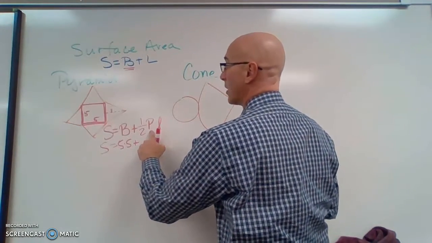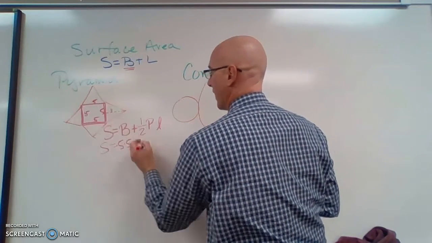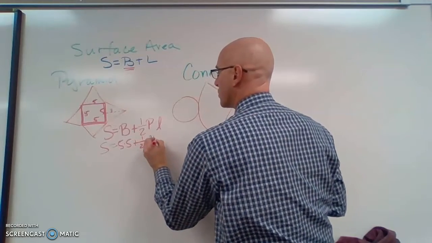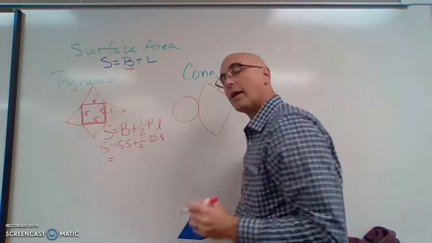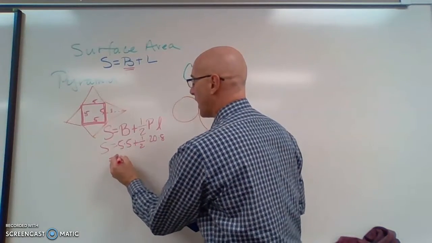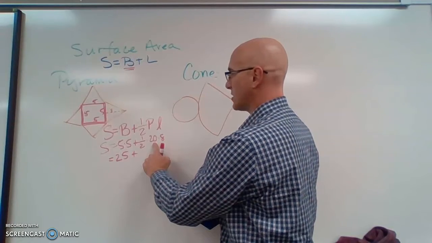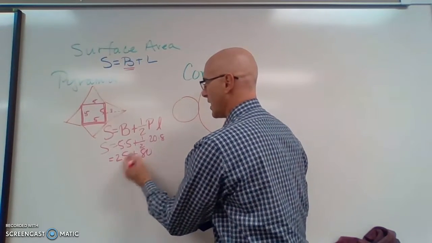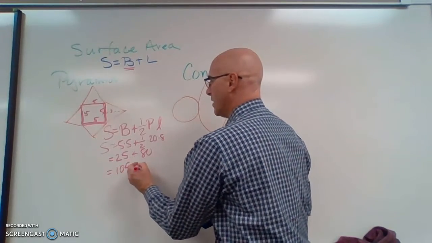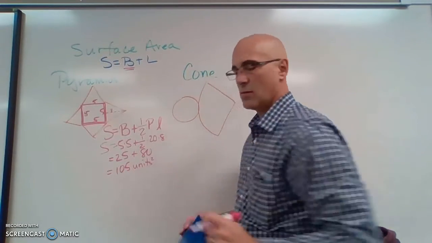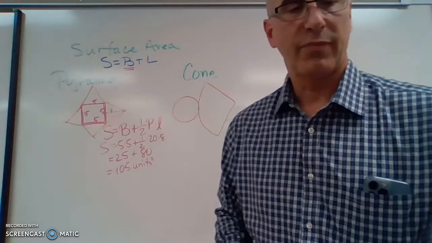Okay, so the perimeter is the perimeter of that base. 5 plus 5 plus 5 plus 5. So I have 1/2 times 20 times the slant height of 8. Now if I use that formula, 5 times 5 is 25. Then I have 1/2 of 20, which is 10, times 8 is 80. So I have 25 plus 80, 105 square units. And it is just using that formula with the information that we have.